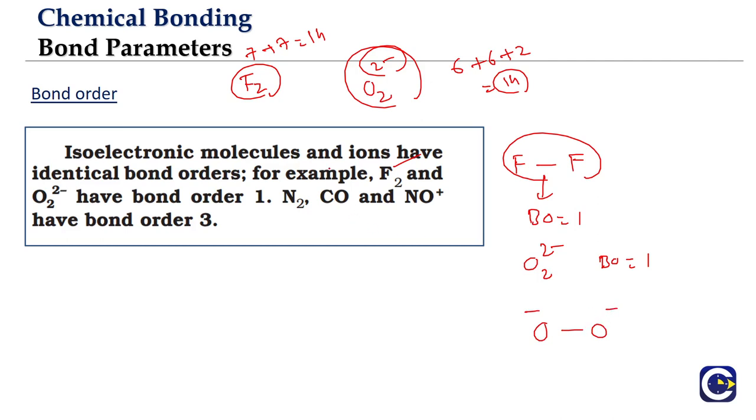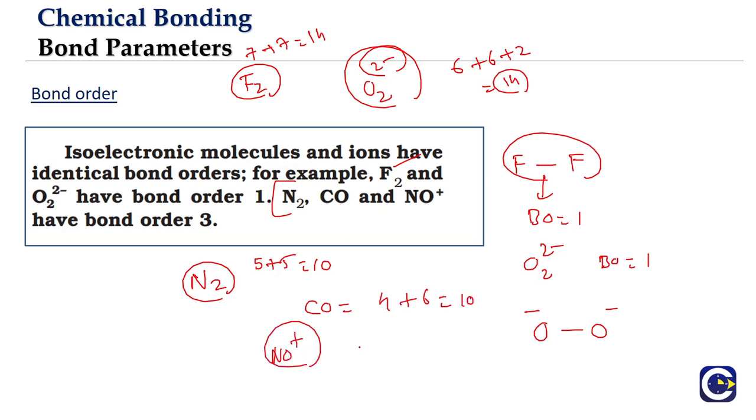Okay, similarly if you have N2, CO and NO plus, for N2 just look at the valence electrons. Each nitrogen, the valence electrons are how much? 5. So 5 plus 5 is equal to 10 valence electrons. What is carbon monoxide? Carbon is having 4 valence electrons, oxygen 6, so totally 10. NO plus means nitrogen has got 5 and oxygen has got 6, but plus means they have lost 1 electron, so remaining will be 5 plus 6 minus 1, that is also going to be equal to 10. So all these are isoelectronic species.